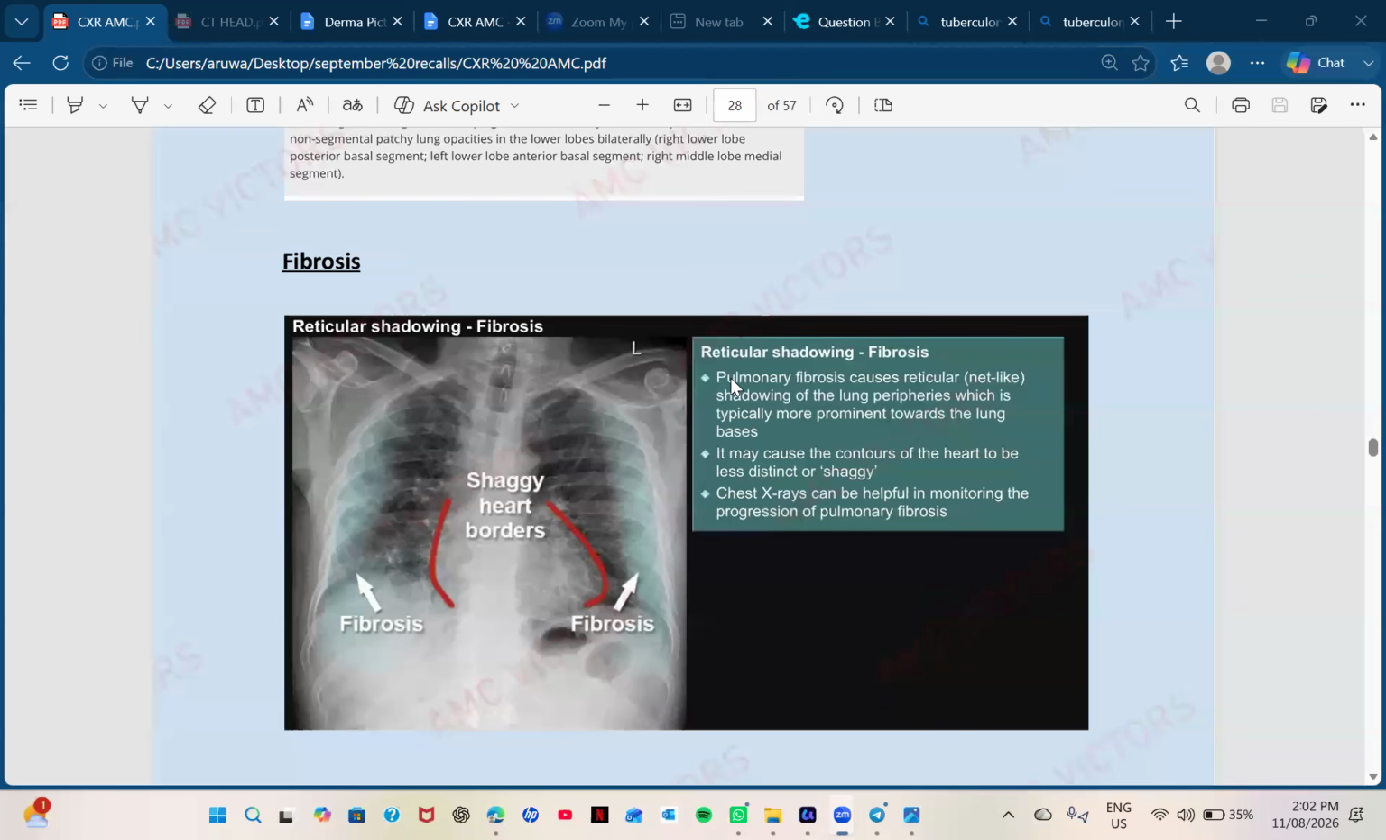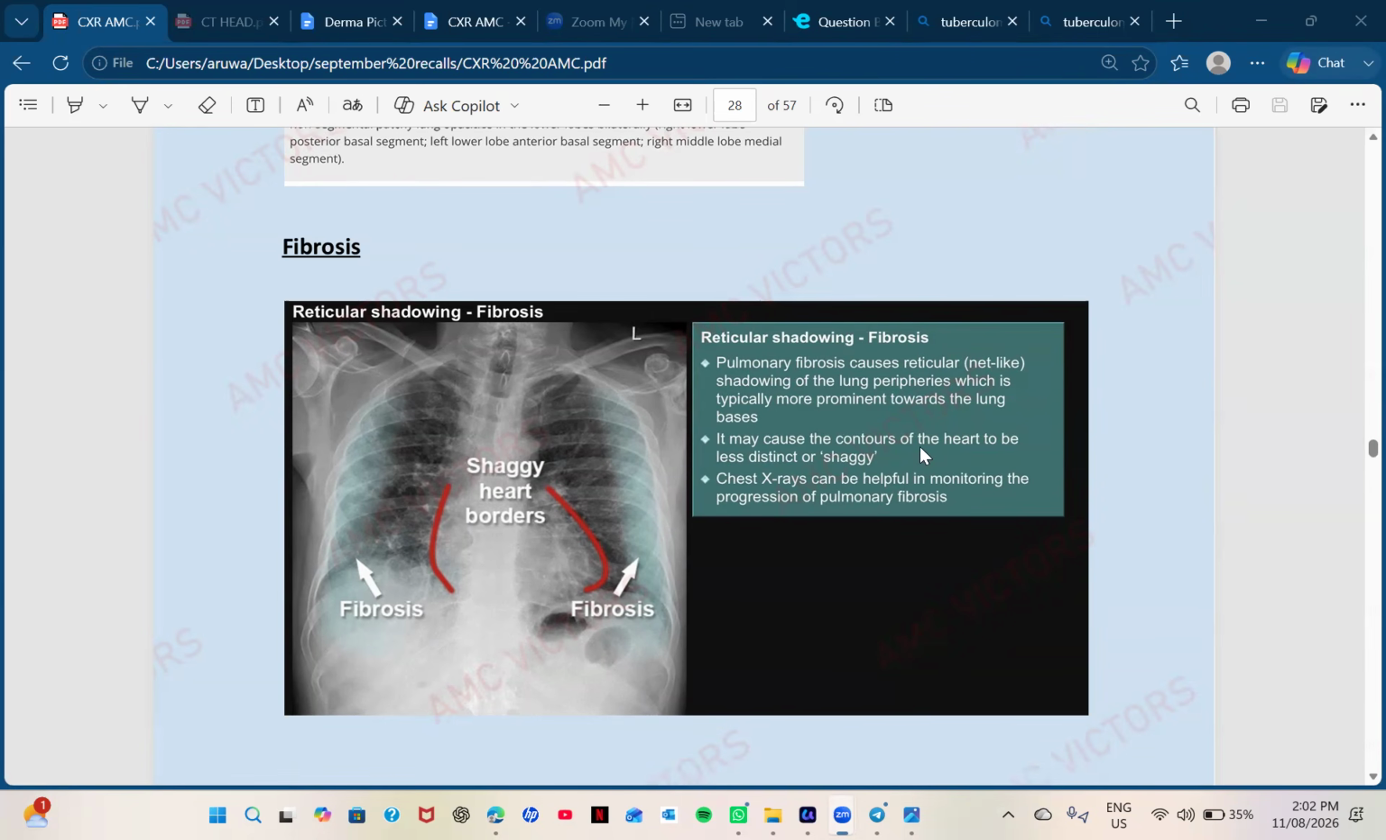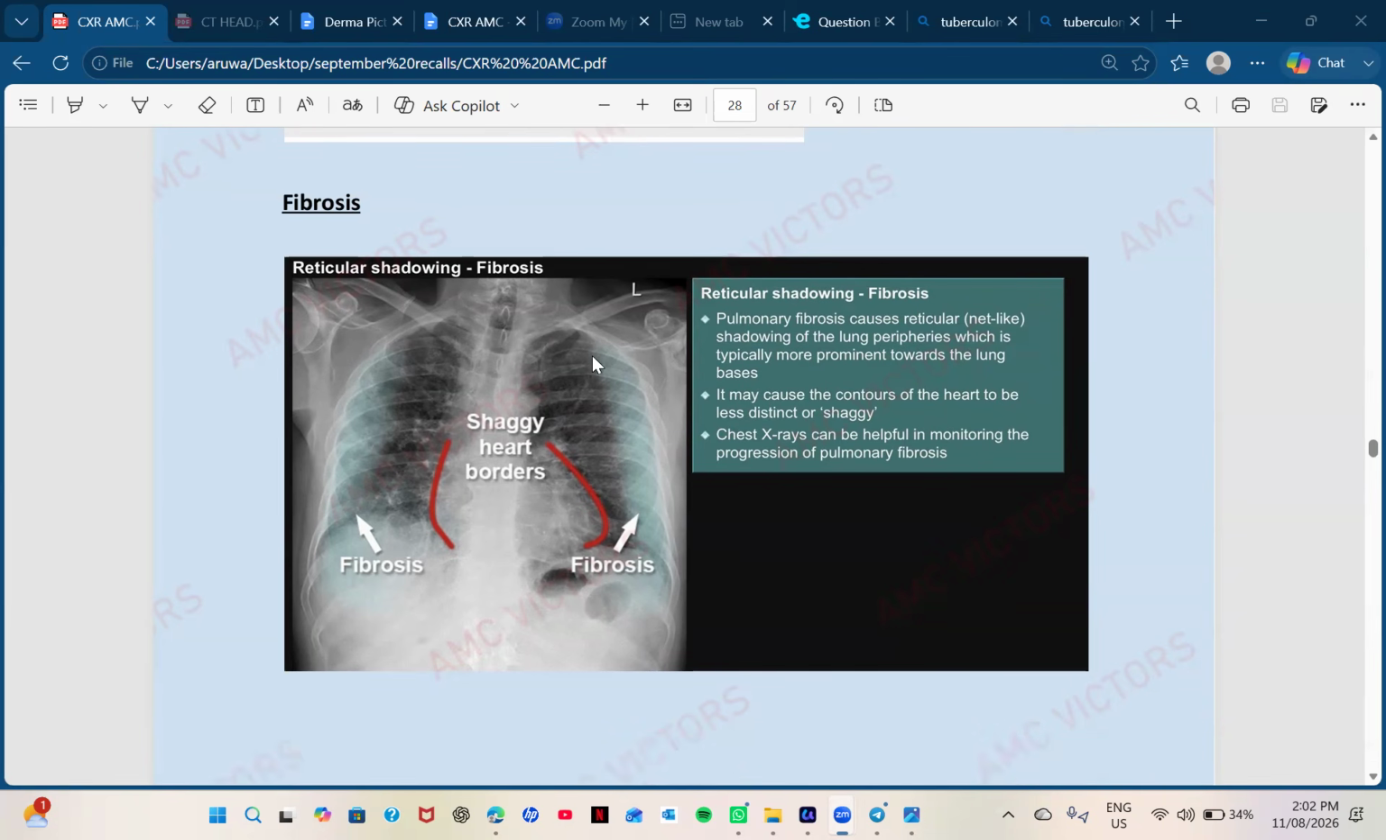Fibrosis, doctors, fibrosis. Fibrosis presents like reticular shadowing, not a different infiltrate. There's a reticular shadow of the lung peripheries, which is typically more prominent towards the lung bases. It may cause the contour of the heart to be less distinct or shaggy, right? It's like a net-like shape, the fibrosis. Can you see the fibrosis in here? Net-like shape. And the shaggy heart border here, can you see?